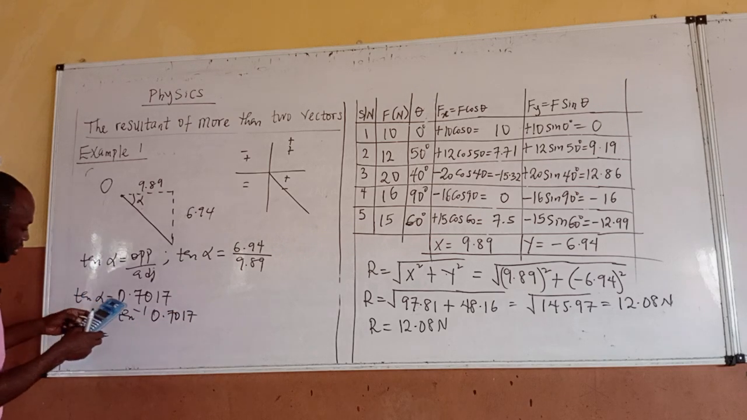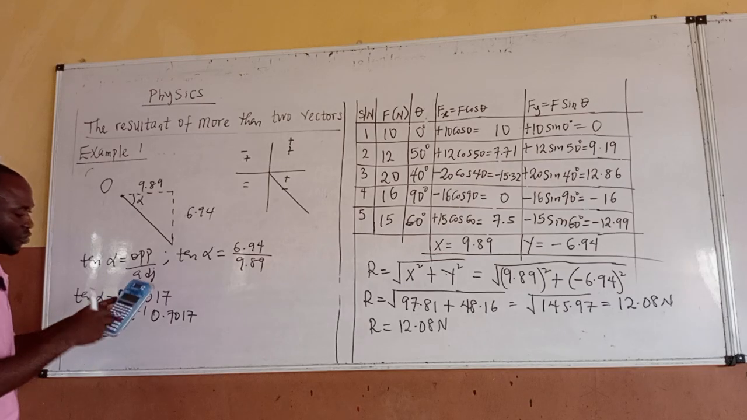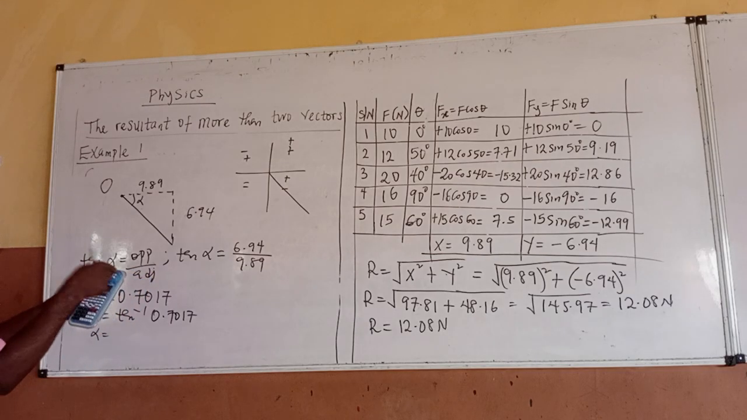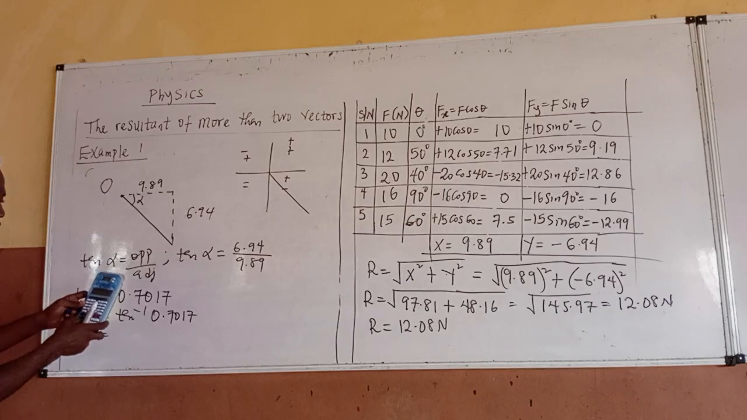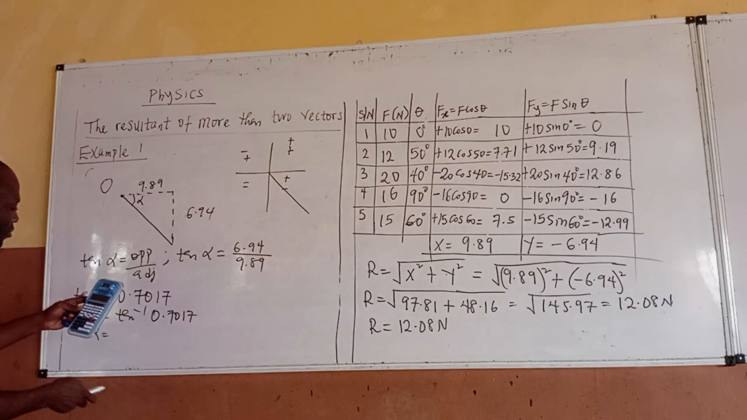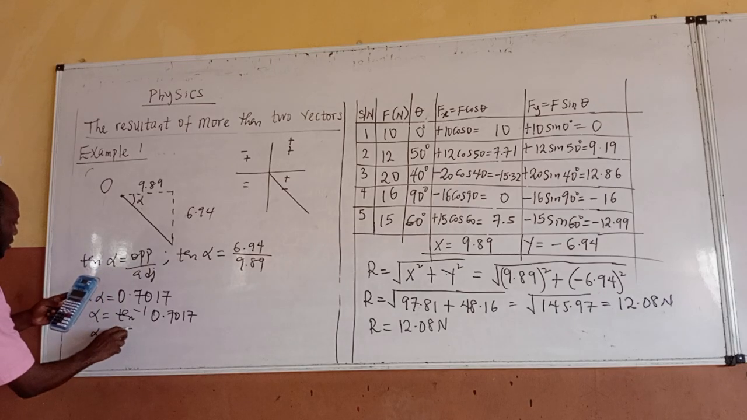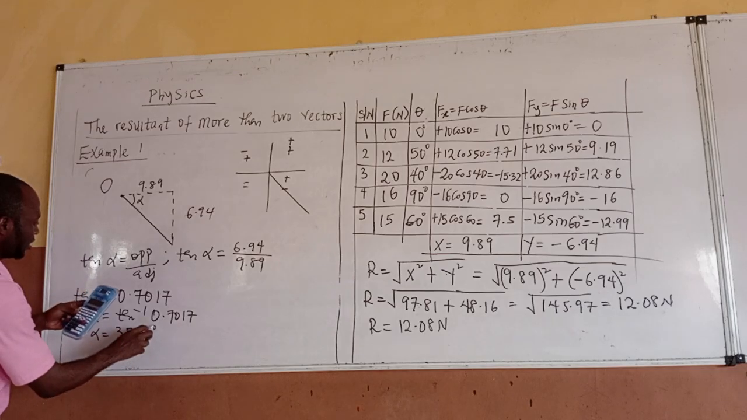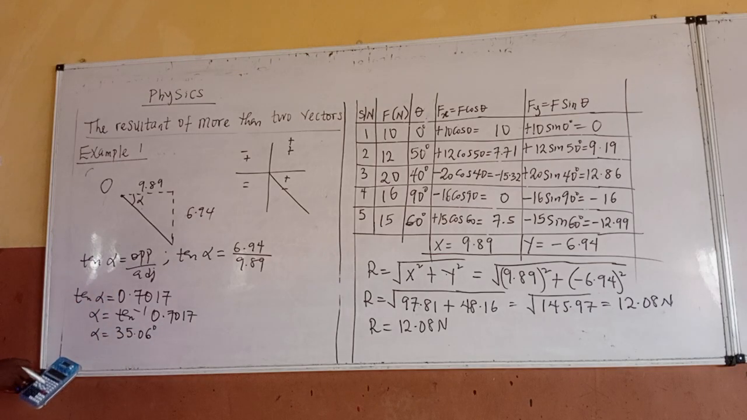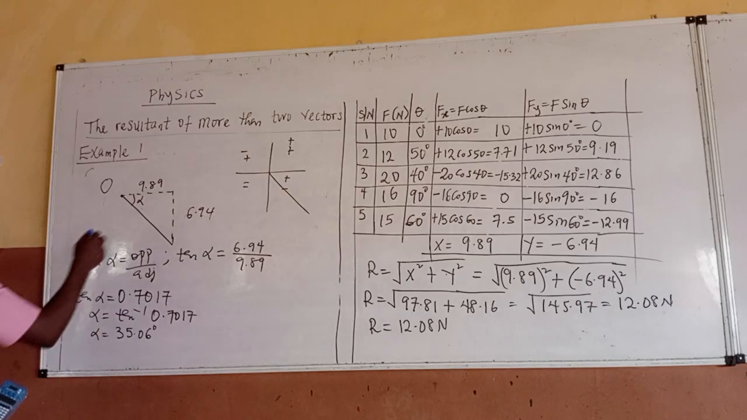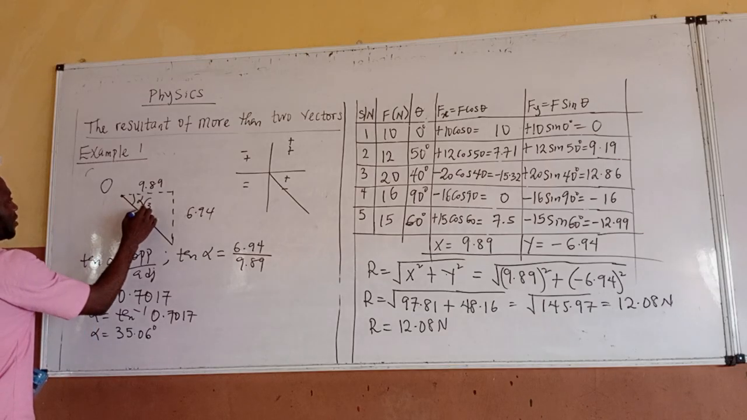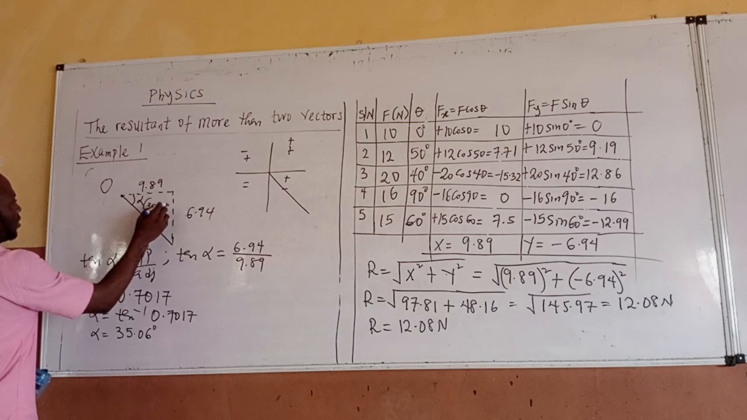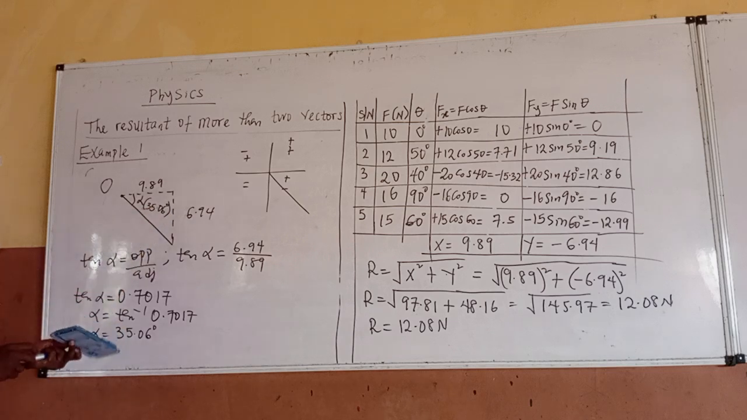You now press shift tan. You first press shift, then press tan. It will bring it as tan inverse 0.7017. So you have it as 35.06 degrees. So that means this angle here is 35.06 degrees. Now, that should have been your answer.